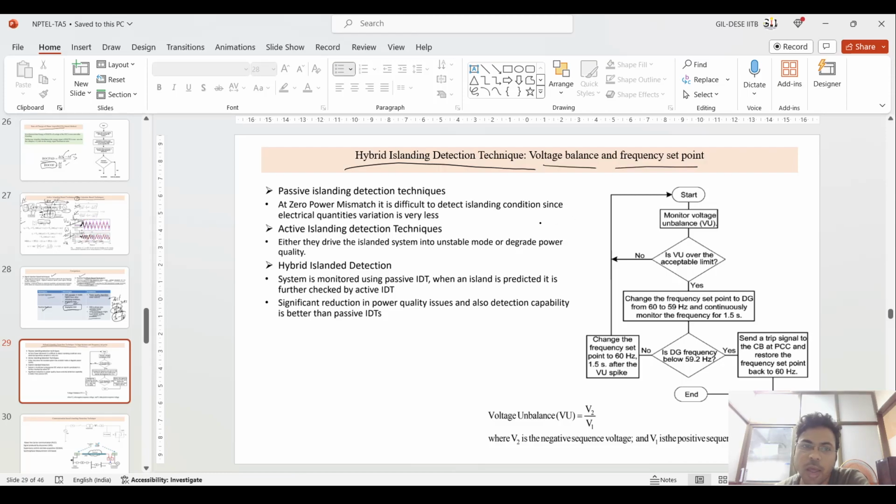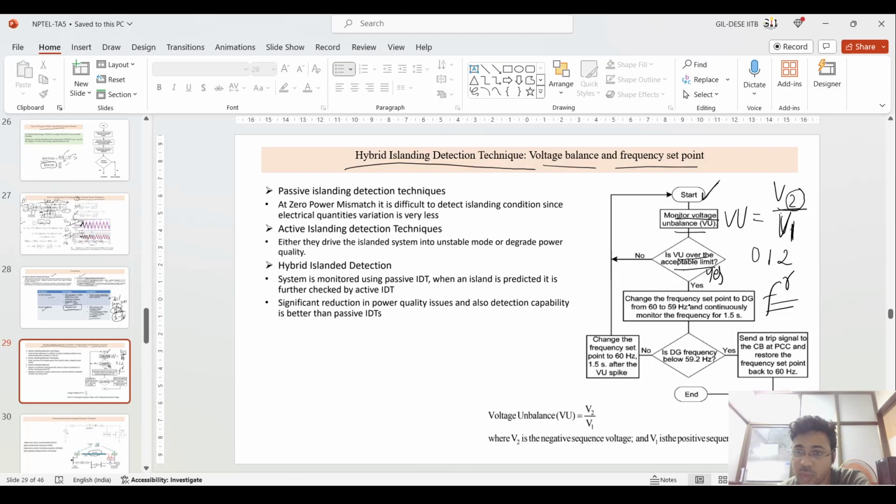Coming to the next technique, that is the hybrid islanding detection technique, I am giving one example: voltage imbalance plus frequency set point. See this right side image. The flowchart says that, starting out, you should monitor the voltage unbalance. The voltage unbalance factor is defined as V2 by V1, where V2 is the negative sequence and V1 is the positive sequence, so it is the ratio of negative sequence voltage to positive sequence voltage. Then check whether the voltage unbalance factor is within acceptable limits or not.